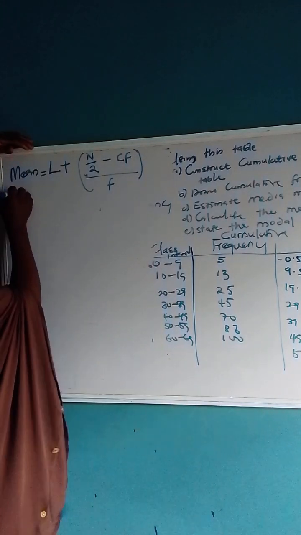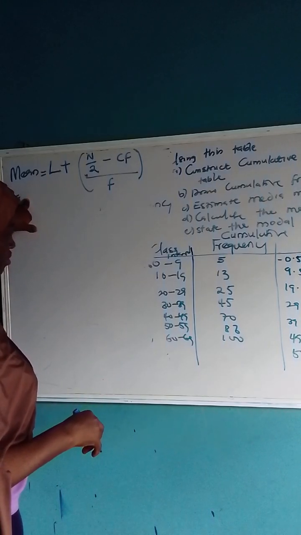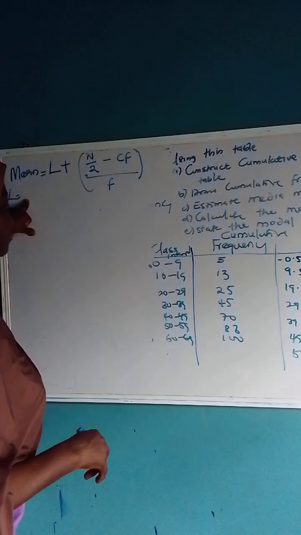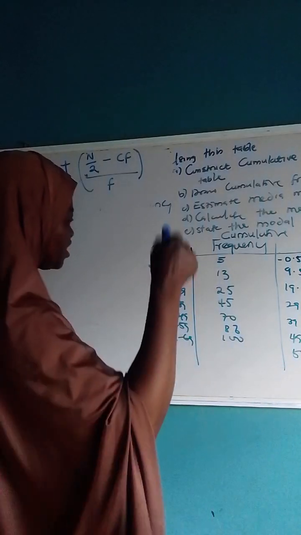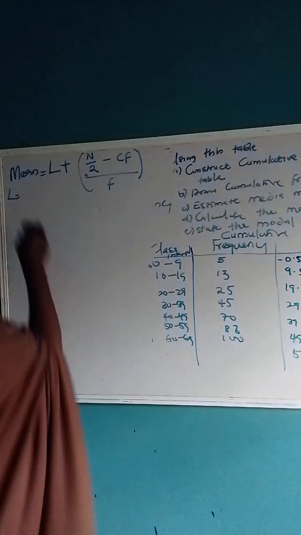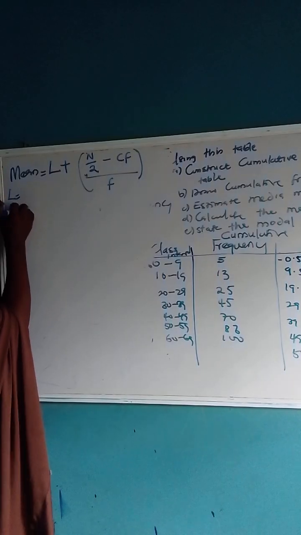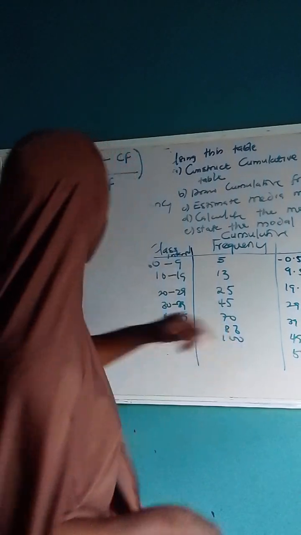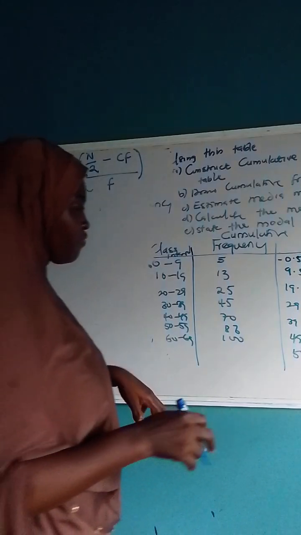This L means the upper class boundary before the median class. That's the meaning of this L. Our N is the cumulative frequency, everything added together. You know that it gave us 100. So our N over 2 is going to give us 100 over 2. The upper class boundary before the median class is 39.5.